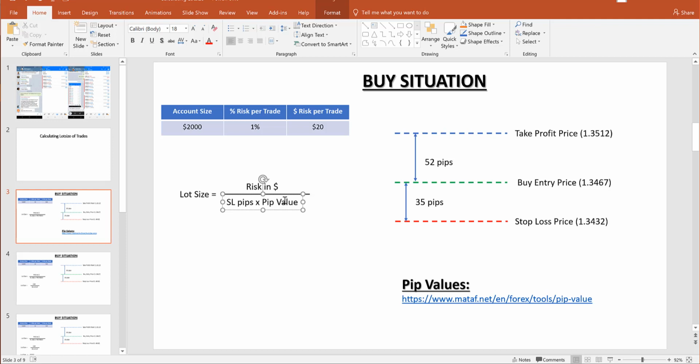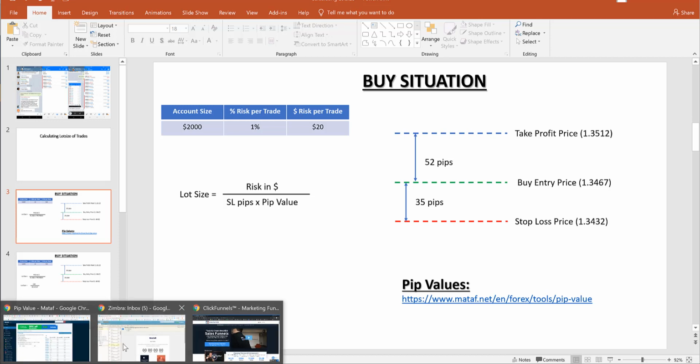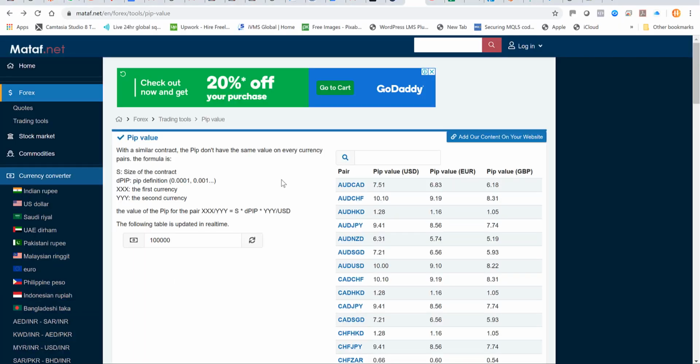Now I'll tell you where to get these known figures, and I'll show you how to get them. So the link is here. If you go to this link, it will take you to a list of pip values, and that's updated regularly, so you want to bookmark that page. That's the page here, pip value. On this page, you want to make sure you have this as 100,000, which is 100,000 units, meaning one standard lot. That's the figure I want.